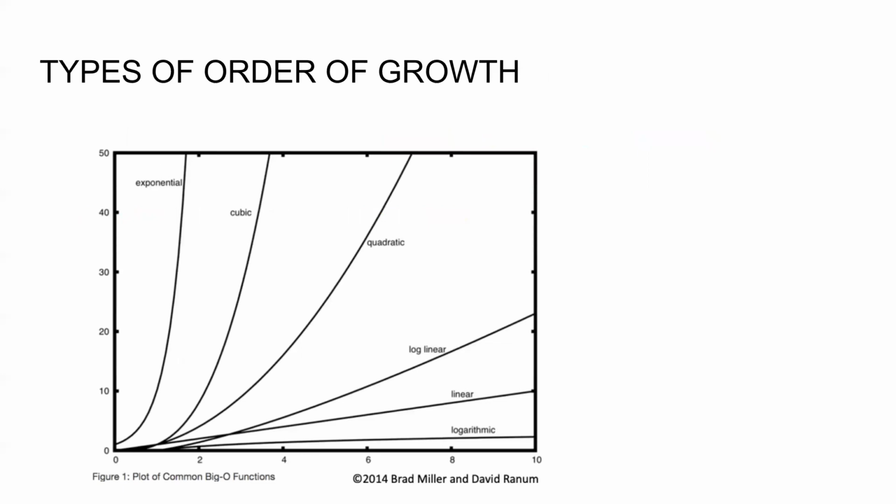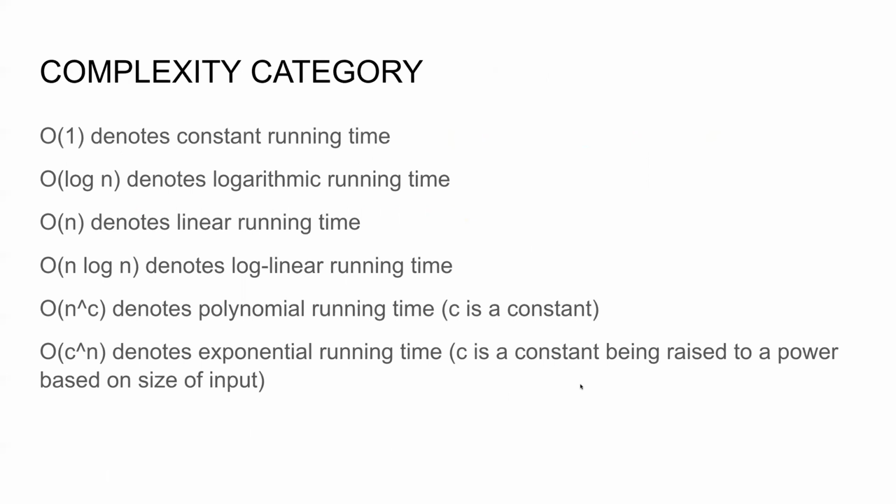Here is a typical order of growth graph. The x-axis is input size and the y-axis is basically operations. So there is exponential growth, cubic, quadratic, log linear, and logarithmic. So there are some different orders of growth. Here is some notation. O of 1 is called constant running time. It could be 100 steps or 1,000 steps, but if it's fixed, not a function of input size, we call it constant. Log n is a logarithmic running time.